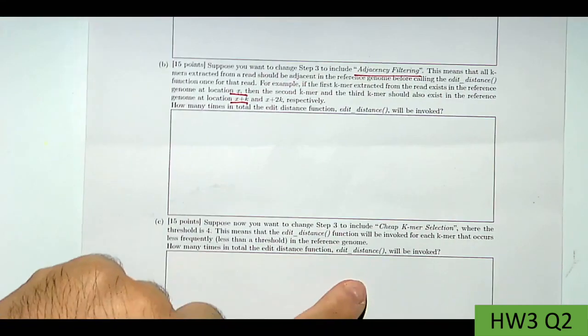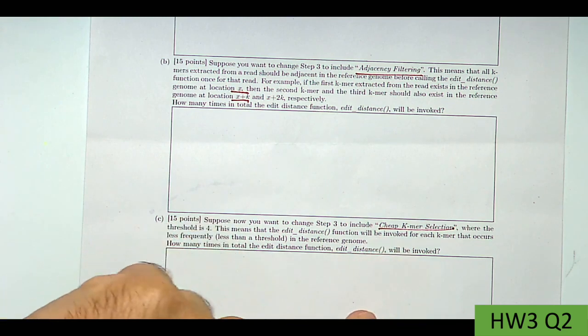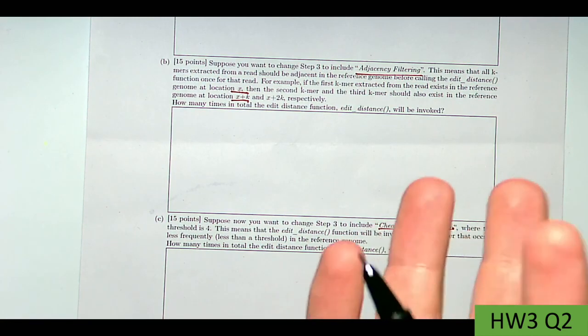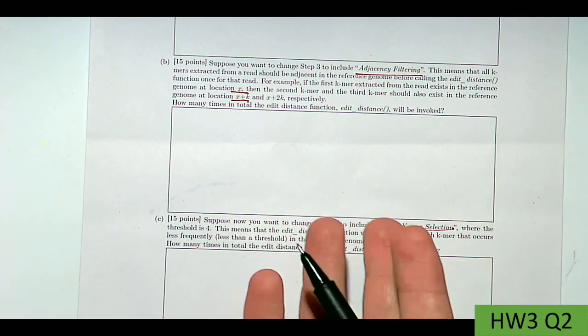Yeah, we still have the third question, where some smart people like you proposed another method called cheap k-mer selection. So now let's see whether that improved the execution time, or the number of times we are executing this edit distance function. So let's go back to the read. We have the read set and the definition of cheap k-mer. Luckily, you got all those definitions, so you don't need to memorize them, right?